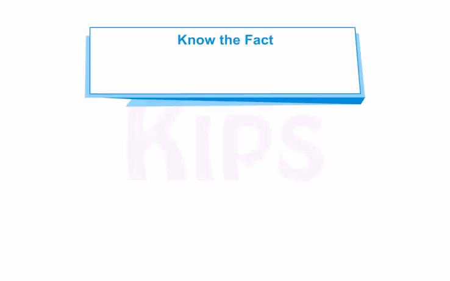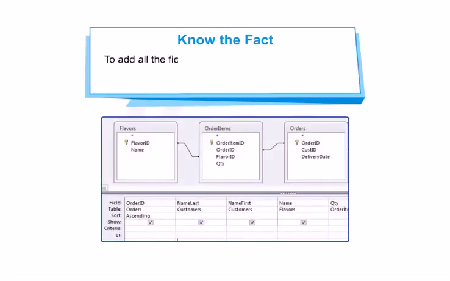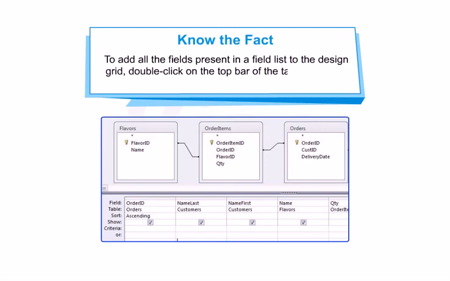Let me share an interesting fact with you. To add all the fields present in a field list to the design grid, double-click on the top bar of the table's field list and drag it to the design grid.